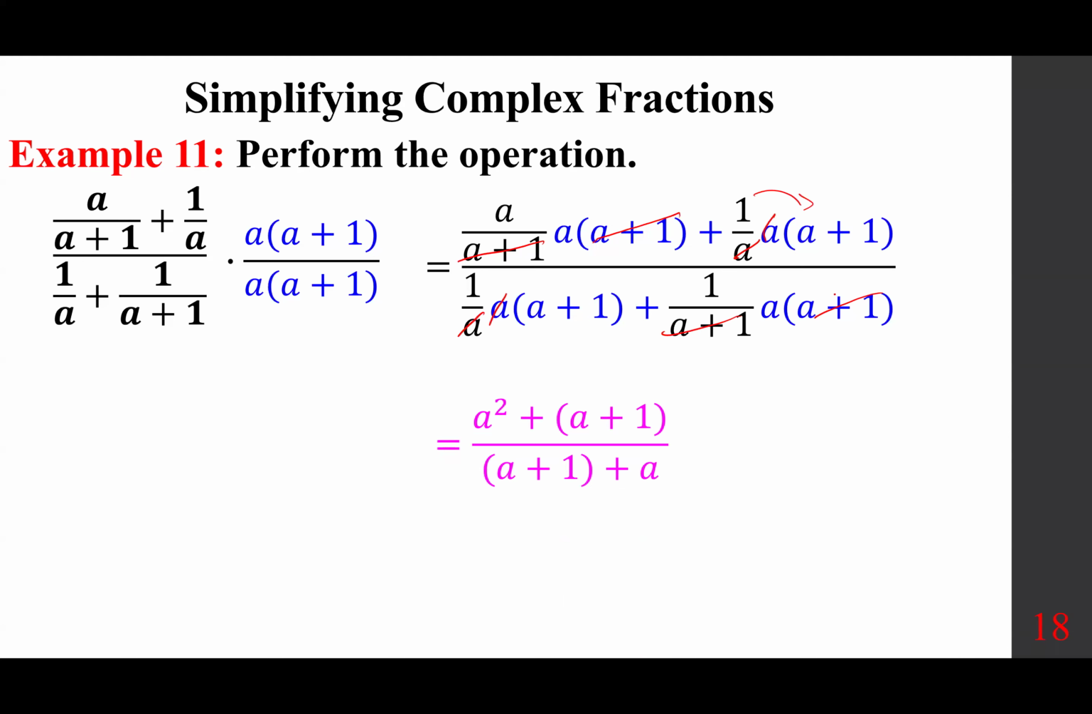So basically, you write the numerator as a squared plus a plus 1, and in the denominator, we can add these two to 2a. So the final answer is a squared plus a plus 1 over 2a plus 1. And because there is no common factor between the top and the bottom, we are done.